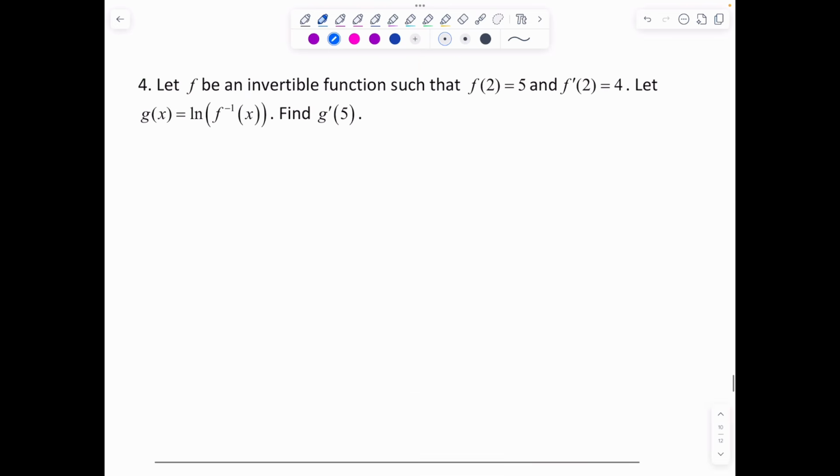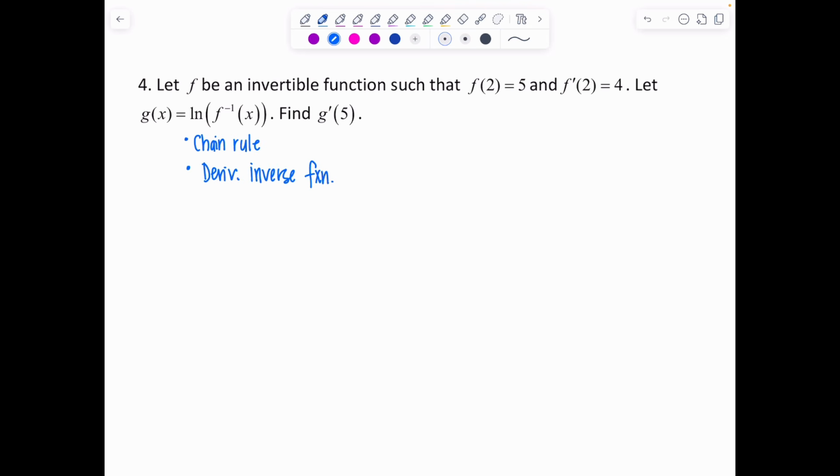Let f be an invertible function such that f of 2 equals 5 and f prime of 2 is 4. And let g of x be natural log of f inverse of x. Find g prime of 5. Oh, so good. Okay, so you really have to use quite a few rules. We're going to be doing chain rule. And then we're going to also need to use the derivative of an inverse function. Okay, so we've done one similar, but not as spicy as an ln.